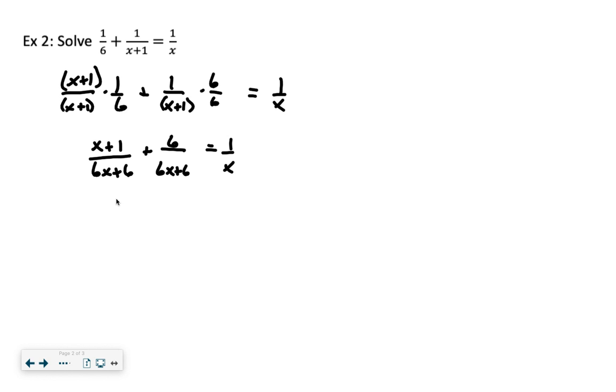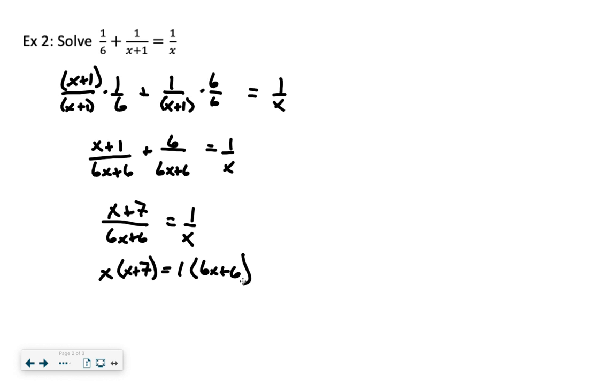So now I can combine like terms in the numerator, and I would just have x plus 7 over 6x plus 6 equals 1 over x. Now I'm going to cross multiply, okay, once I have one fraction equal to one fraction. So x times x plus 7 equals 1 times 6x plus 6. So distribute, we'll have x squared plus 7x equals 6x plus 6.